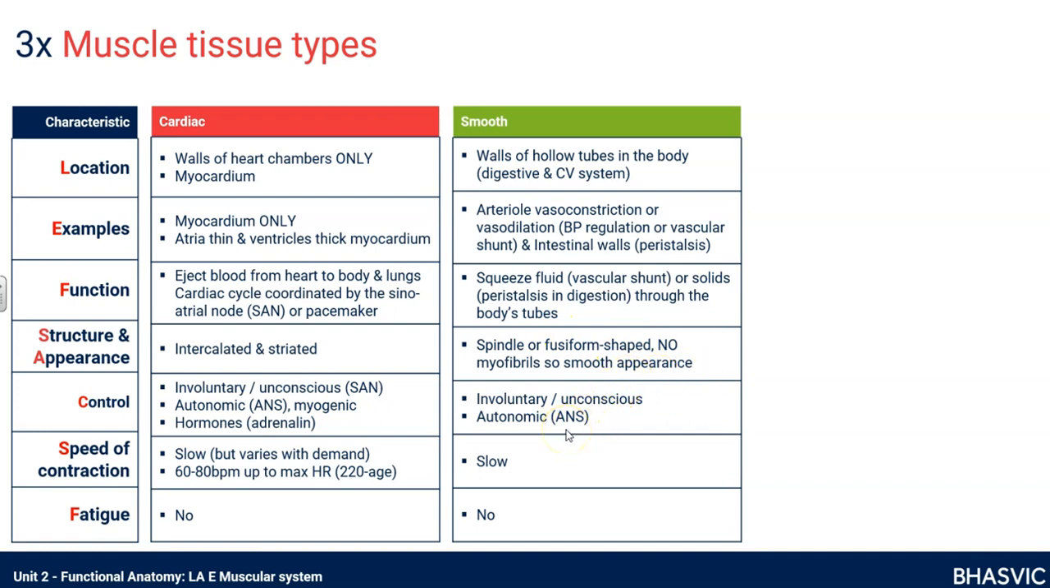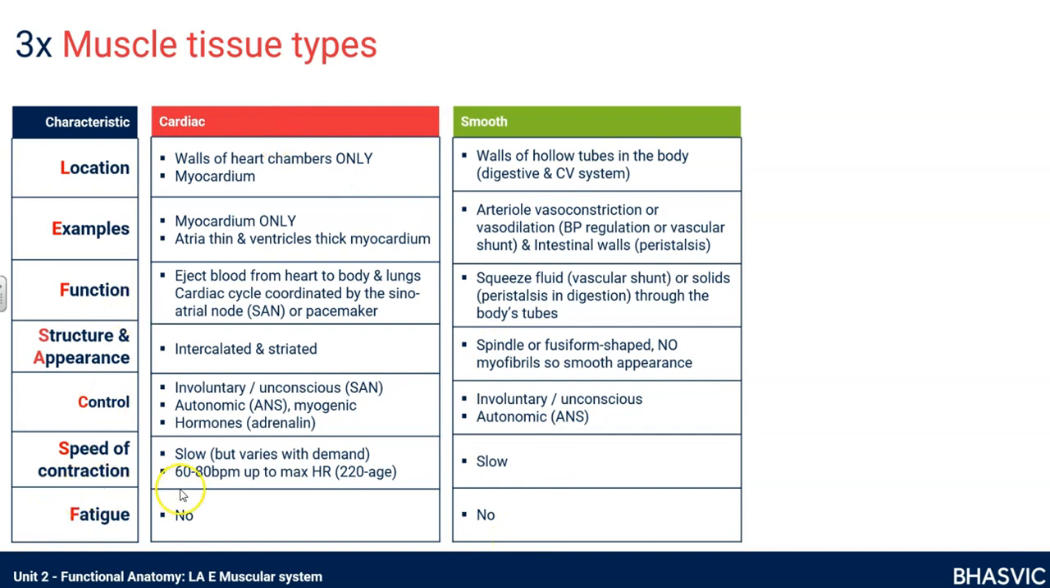Do we consciously control this happening in our body? No. So again, these fibers are controlled unconsciously, or involuntarily, they will involuntarily contract or relax. We don't consciously do it. Again, it's our autonomic nervous system that takes care of all of that for us. Typical contraction speed is slow, and again, these fibers do not fatigue.